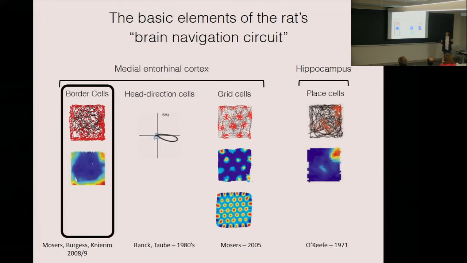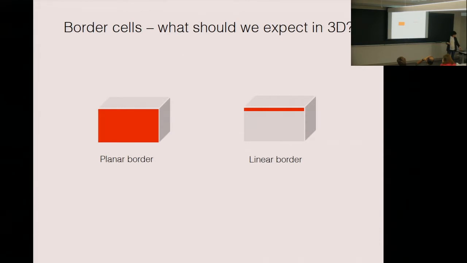So in 2D, when rodents run around, a border cell just fires along the line of the border. So we're in a 2D surface and it fires along a 1D line, right? So what would it be like in 3D? Would the border be a line, or would the border be a surface on the border of the 3D space? So the answer is we see both.